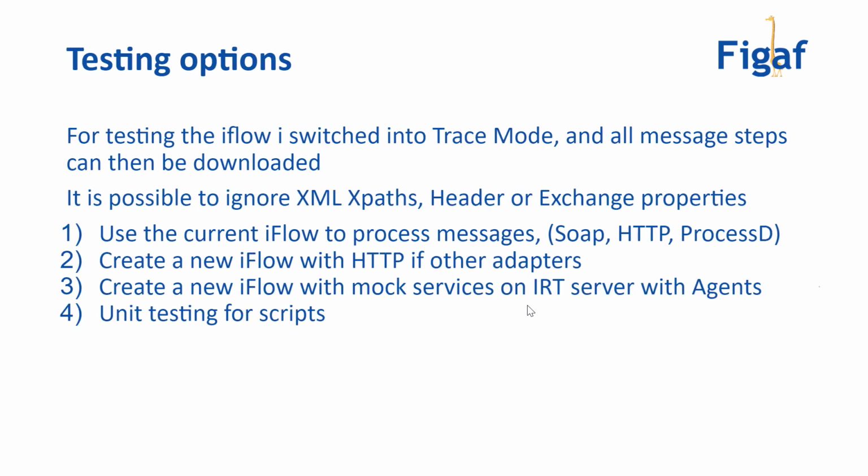So let me just see, we have a few different options here. We can use the current iFlow if it is SOAP, HTTP, or process direct. If it is a new iFlow that we do not have as supported, we can create a new iFlow with the HTTP adapter. We'll just make a copy of it, and then we can trigger it on demand with the specific content we want.